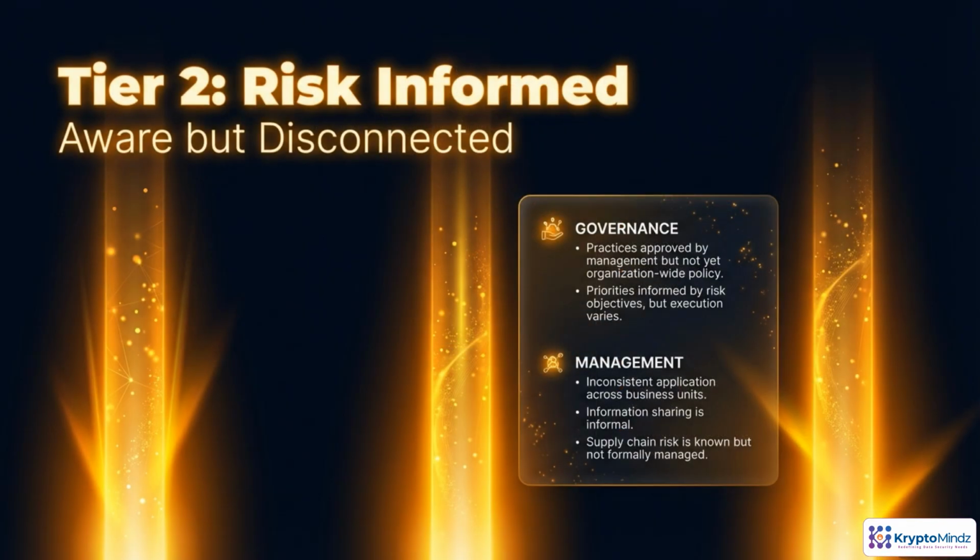Tier 2, risk-informed, is where many organizations live by default. Leadership understands cybersecurity risk and generally supports it, but practices aren't fully standardized. You might see policies drafted or approved, yet not consistently enforced across all business units. Teams share information, but mostly through informal channels and personal networks. Supply chain risks are recognized, but vendor oversight is ad hoc. The big challenge at Tier 2 is inconsistency. Outcomes depend heavily on local champions instead of organization-wide governance.